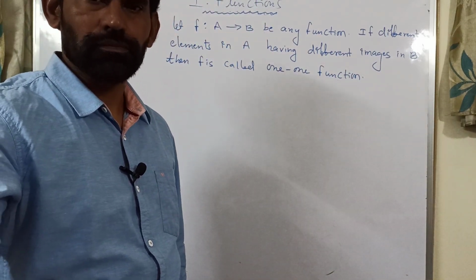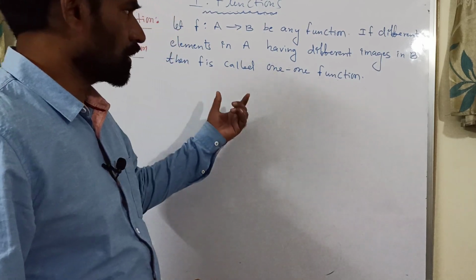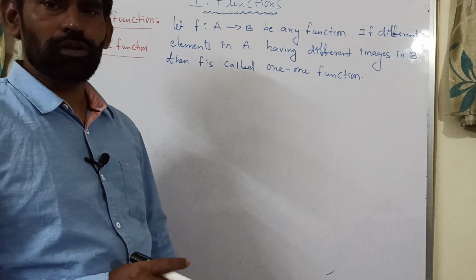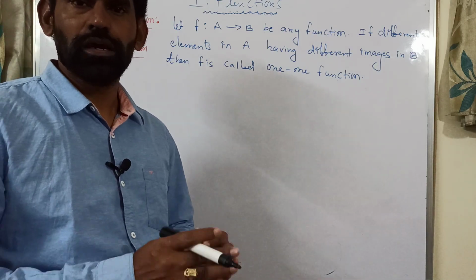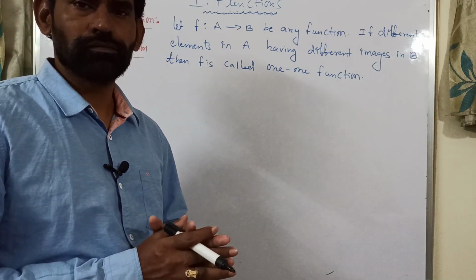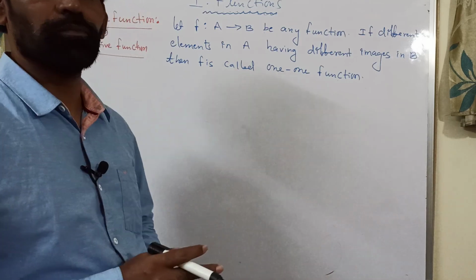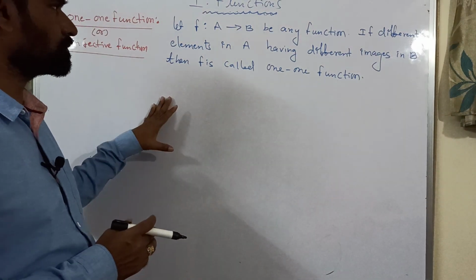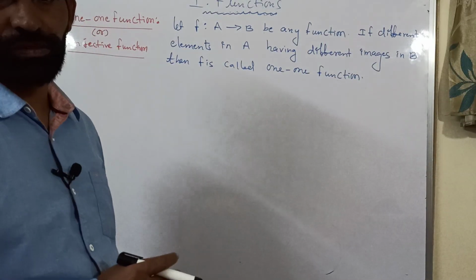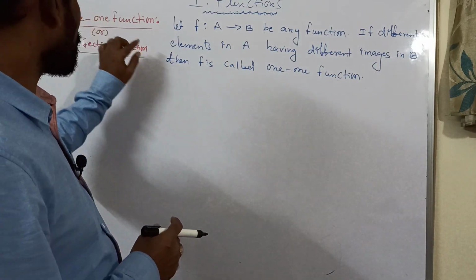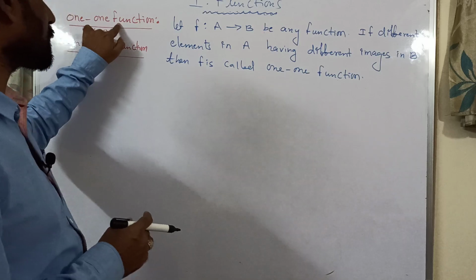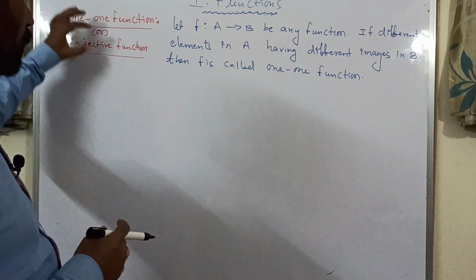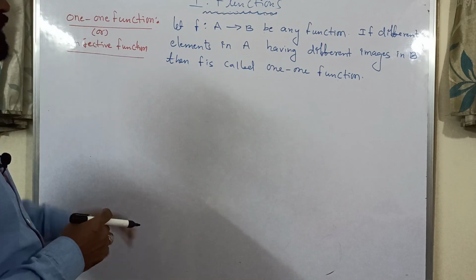In this class we are going to discuss what is a one-one function and an onto function, and after that a bijective function. These three definitions we are going to discuss here and their properties. First of all, one-one function, another name for this is injective function. One-one function or injective function.